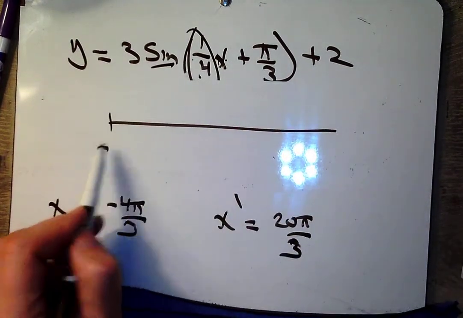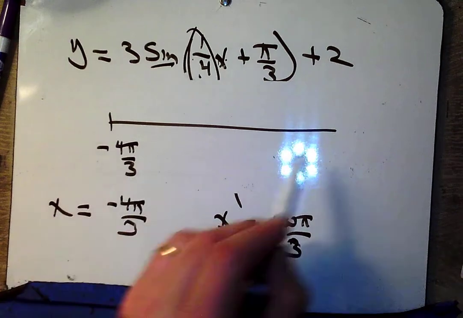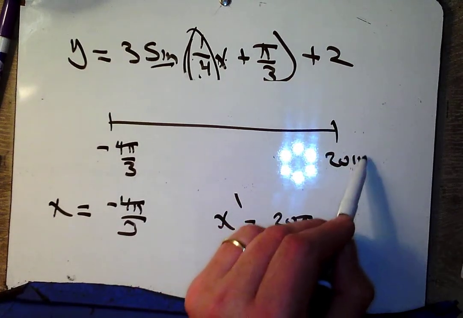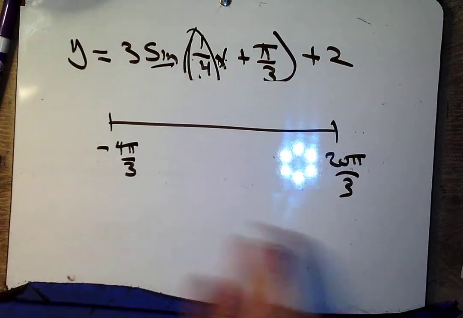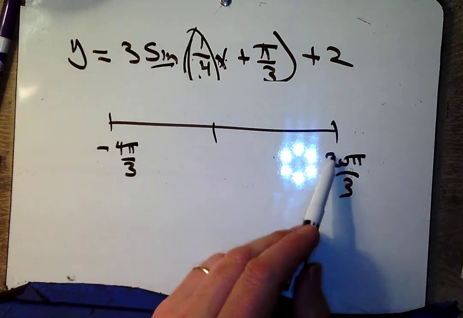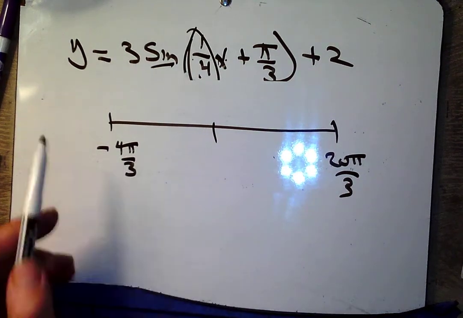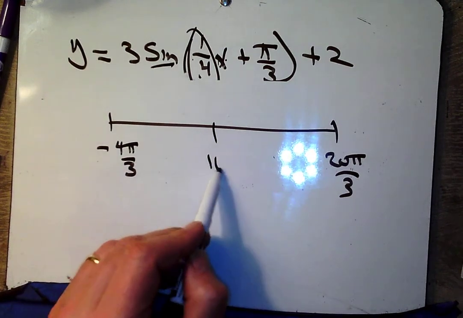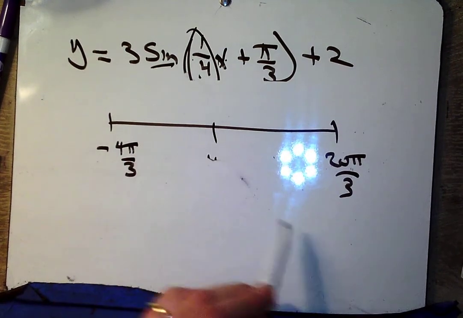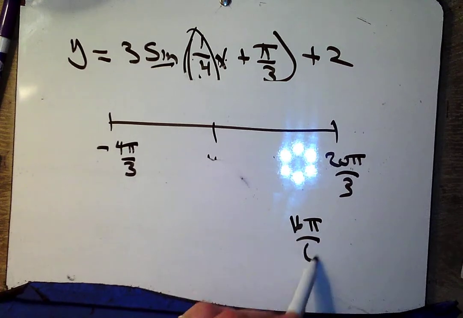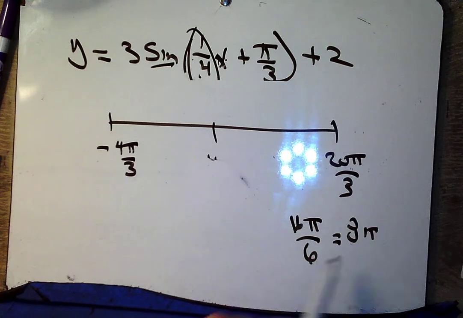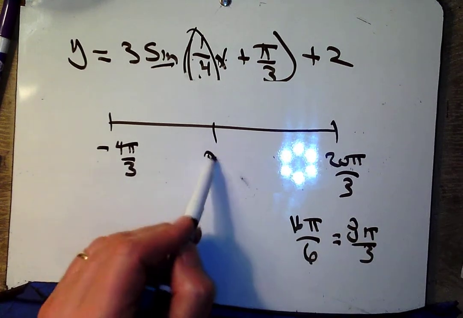So we've got our line. Here's negative 4 pi over 3. Here's 20 pi over 3. Halfway. Remember, I'm adding these, adding and dividing by 2. So 16, add 16 pi over 6, or 8 pi over 3.